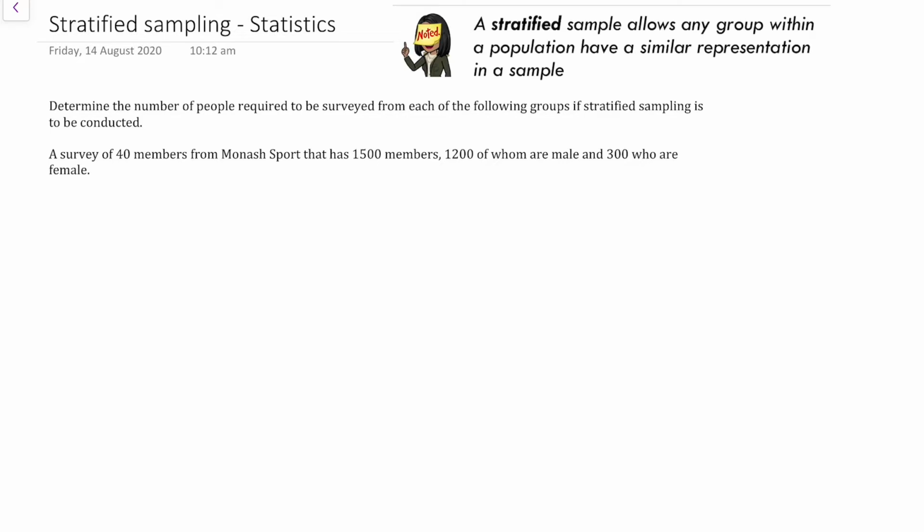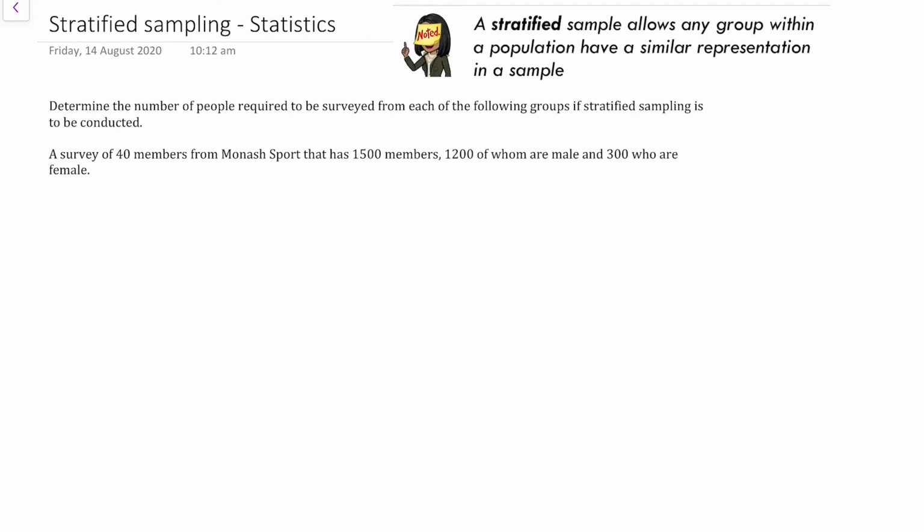Now within that sample, if we just randomly pick people, then we might not be fairly representing every particular group that falls within that population. So by doing a stratified sample, it allows every group within the larger population to be fairly represented. So here we've been asked to determine the number of people required to be surveyed from each of the following groups if stratified sampling is to be conducted.